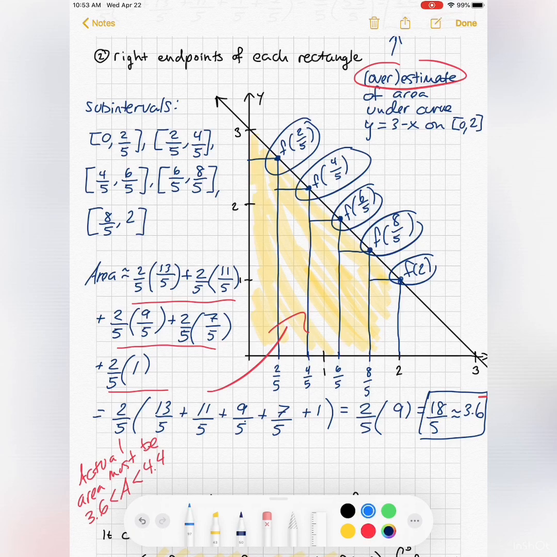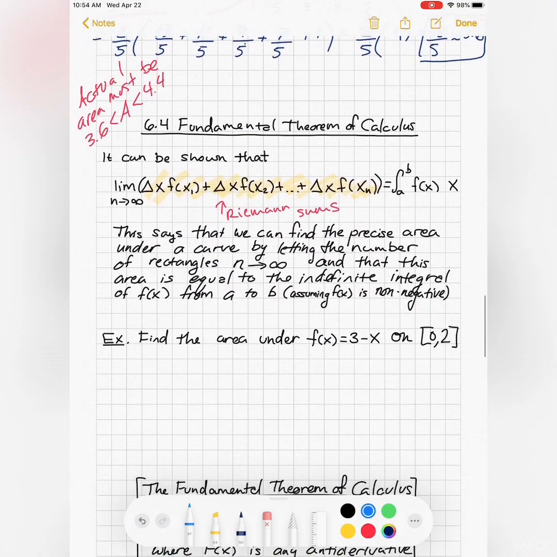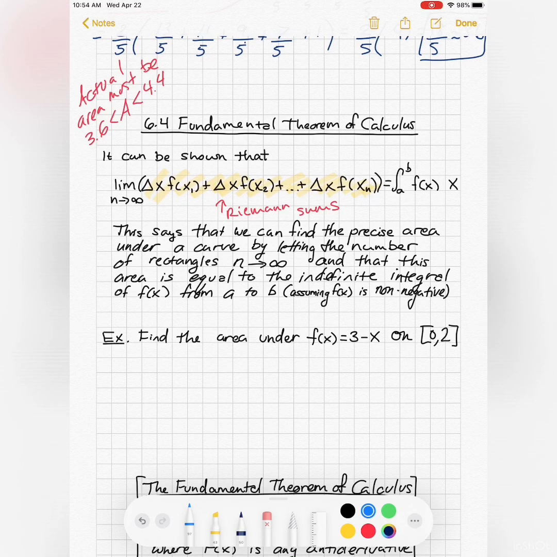So remember what we had here. These were the delta x's. These were the f of x sub 1. This one's f of x sub 2. Delta x again. Okay, so I can write that Riemann sum out generally like this, right? This is just the length of the rectangle, the height of the rectangle, length of the rectangle, height of the rectangle, length of the rectangle, height of the rectangle, etc.